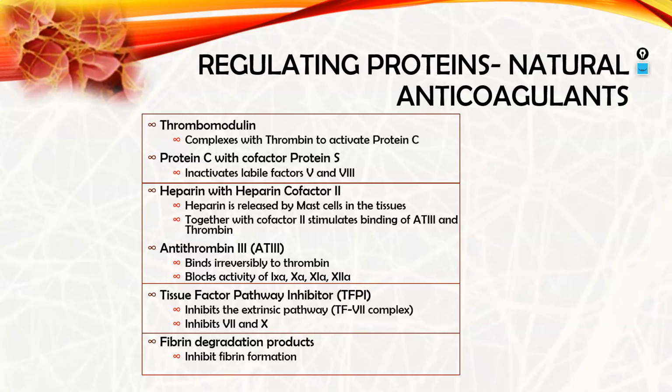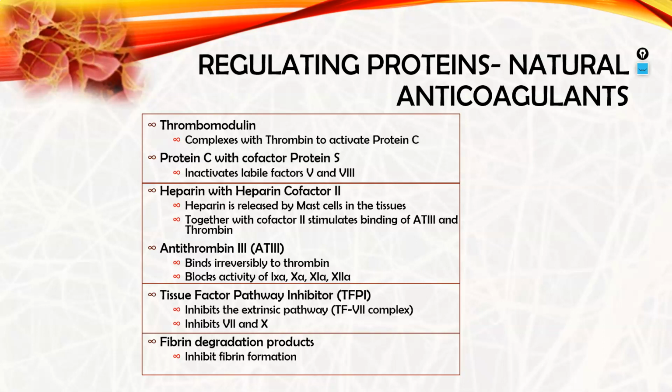The next relatively potent inhibitor of coagulation is tissue factor pathway inhibitor. And again, this isn't a particularly clever name because the tissue factor pathway inhibitor inhibits factor 3 pathway. So it inhibits the extrinsic pathway by interfering with the tissue factor and factor 7 complex. It also directly inhibits factor 7, and it partially inhibits factor 10.